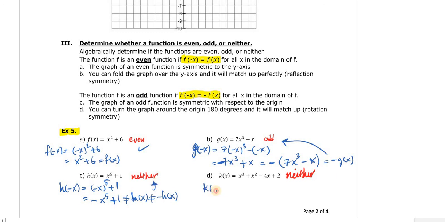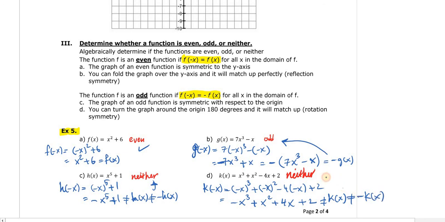If I plug x equals -x into k of x, I will get (-x) to the third plus (-x) to the second minus 4 times (-x) plus 2. This becomes -x to the third minus x squared, positive, plus x squared, and then plus 4x, negative times negative is positive, plus 2. Even if I pull negative out, it's not going to become k of x, and it's not going to be equal to negative k of x either, and that will confirm that it's neither even nor odd.